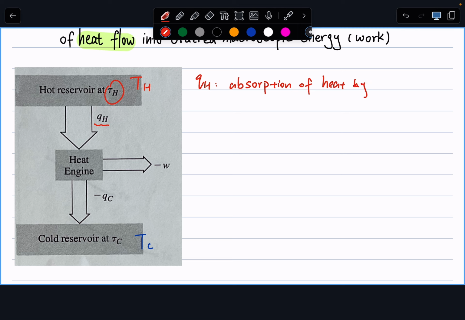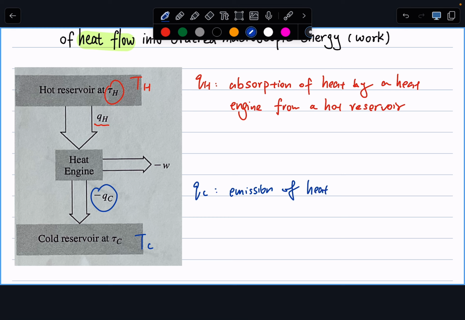by the heat engine from the hot reservoir. Or the other way to put it, your system, which is a heat engine, is absorbing heat from the hot reservoir with a positive QH. In the meantime, you can also imagine the heat engine gives away the rest of the heat it absorbed. Some of it was transferred to work, and some of it was passed down to the cold reservoir. So we have a QC, which is the emission of heat from the heat engine to a cold reservoir.